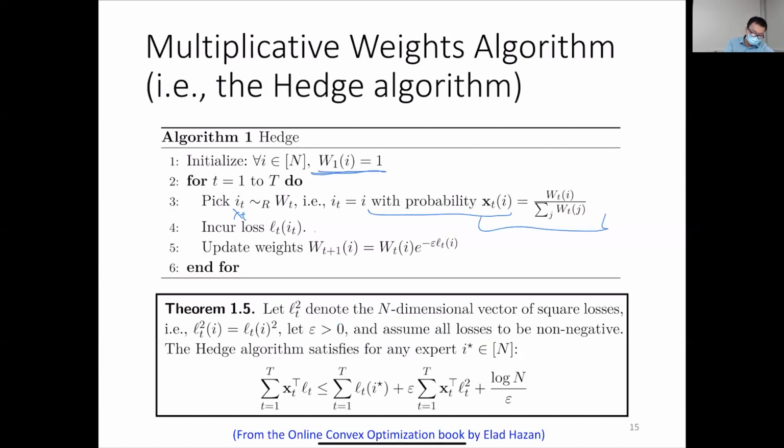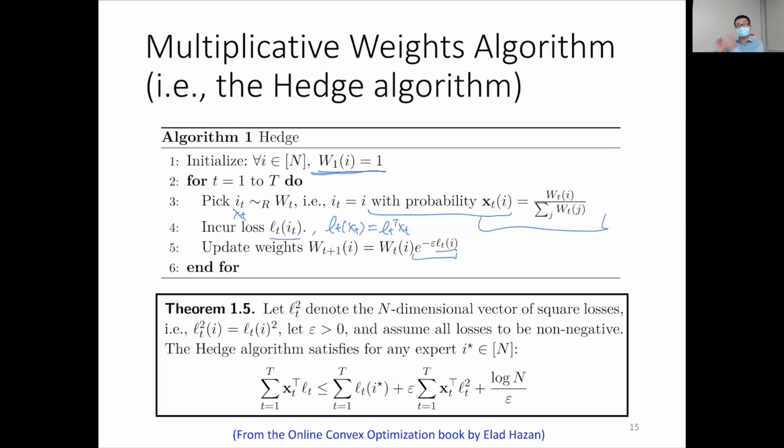After that, I incur a loss l_t of x_t, which equals l_t transpose x_t. Notice that x_t is a probability distribution, so this is the same as the expected value of the incurred loss. Now that I've incurred the loss, I look at the loss that each expert has incurred. If you incurred a larger loss, I'm going to discount your credibility more. If you incurred a smaller loss, I discount your credibility a little less. I do this in an exponential fashion with epsilon being the learning rate.